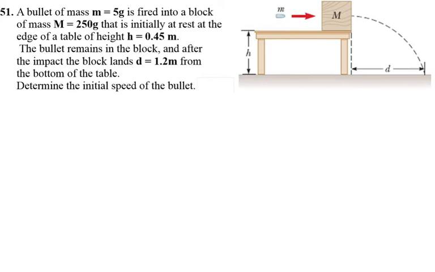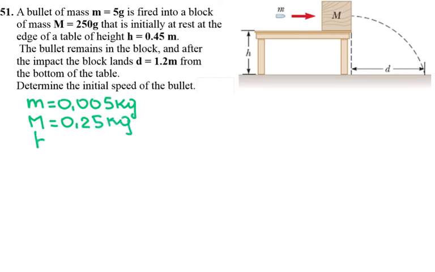At first I'm going to convert the masses for both the bullet and the block. The mass of the bullet is 5 gram, which is 0.005 kilogram. And the mass of the block is 250 gram, which is 0.25 kilogram. Then they give you the height, which is 0.45 meters, and the distance where the block and the bullet land, which is 1.2 meters. So this is the information that is given.